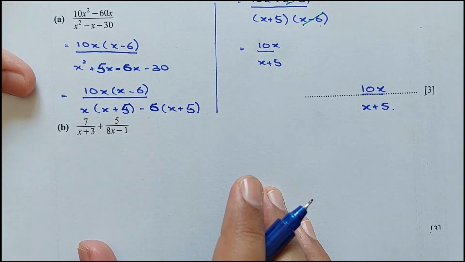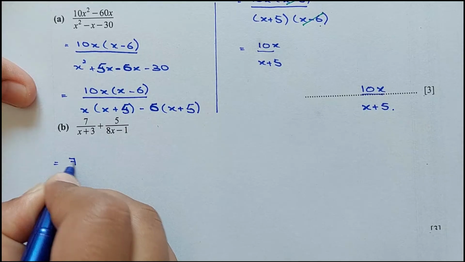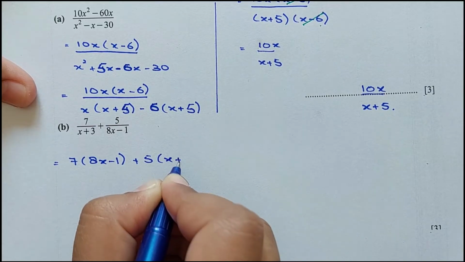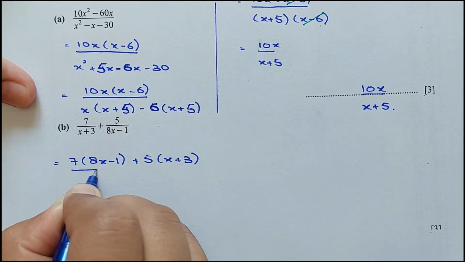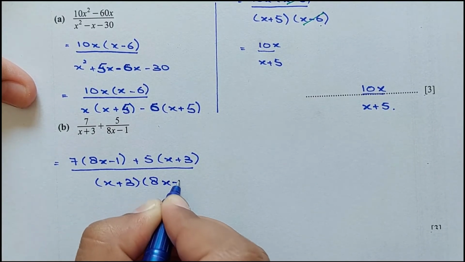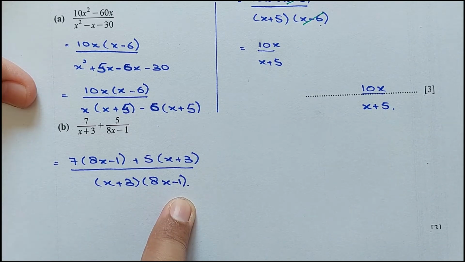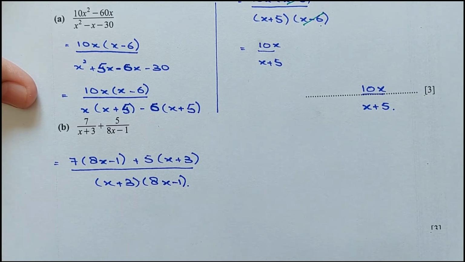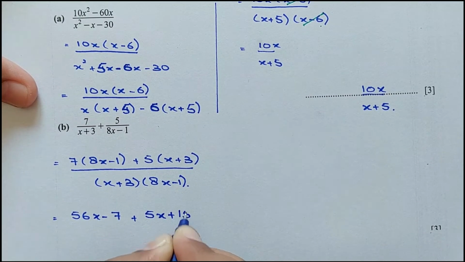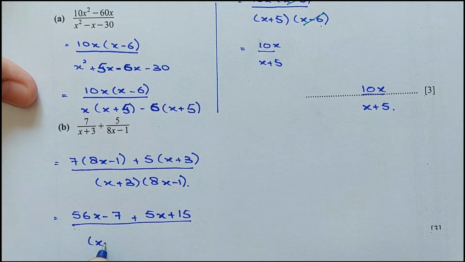Moving to part B, we have to do the cross multiplication, obviously. 7 into 8x minus 1 plus 5 into x plus 3, and this is going to be divided by x plus 3 and 8x minus 1. You can keep the denominator in the factored form, or you can multiply it to get the quadratic expression. This is your own choice. 7 times 8 is 56x. 7 times 1 is 7. 5 times x is 5x. 5 times 3 is 15. The denominator is the same, x plus 3 and 8x minus 1.